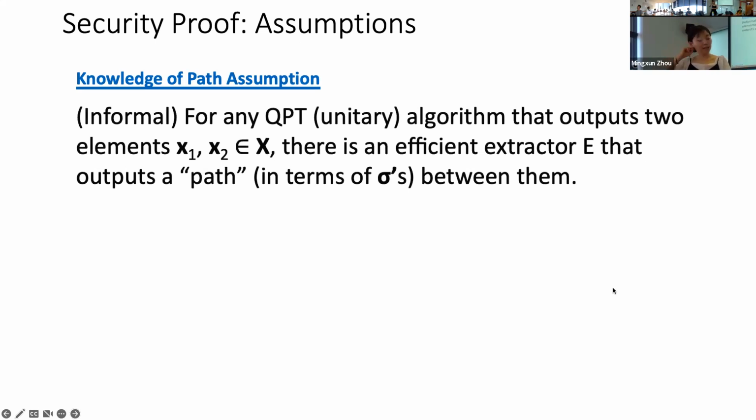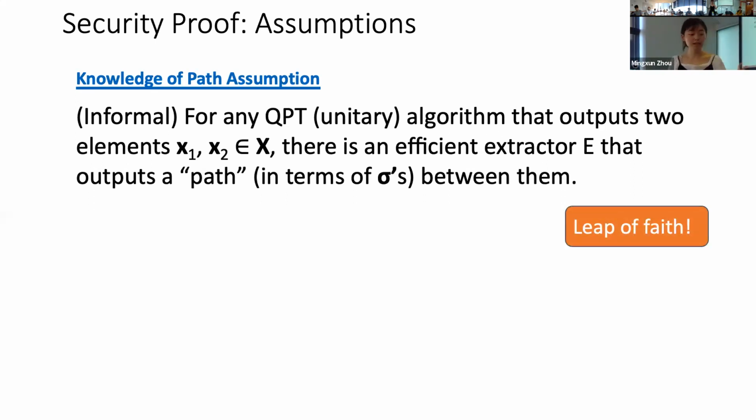Informally, we call this a knowledge assumption, the knowledge of paths assumption. Say for an efficient quantum unitary algorithm that outputs two elements in the set on its own, then we can have an efficient extractor E that extracts a path between these two elements from this adversary. So this is kind of a leap of faith.